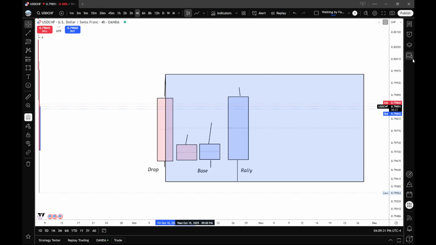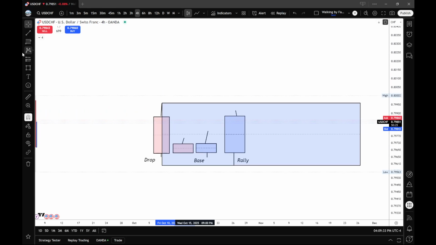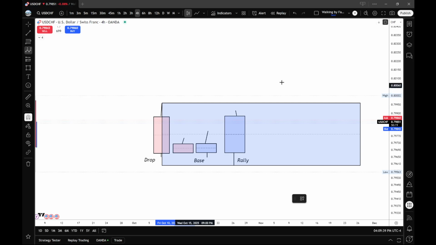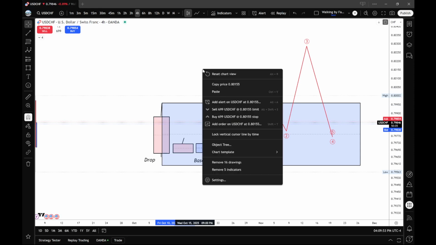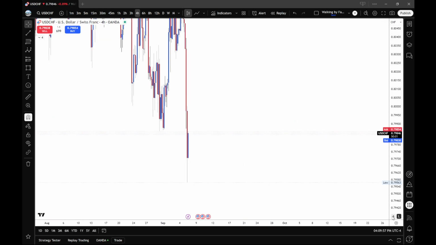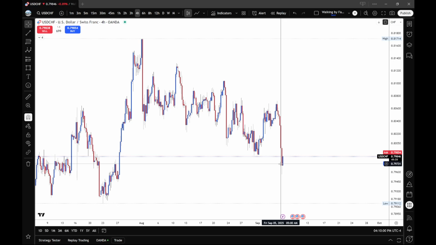So pretty much what we're waiting for is the market to drop. So you're gonna go up and then come back down to go take it to the upside, right? So that's drop base rally. We're looking for potential buys. Now let's show the chart so you could get a better understanding of how it looks.